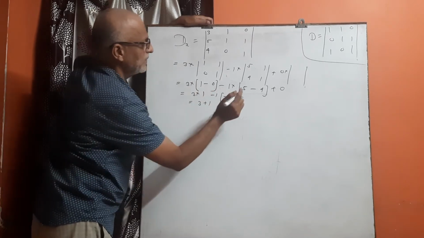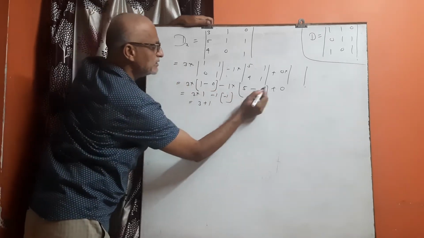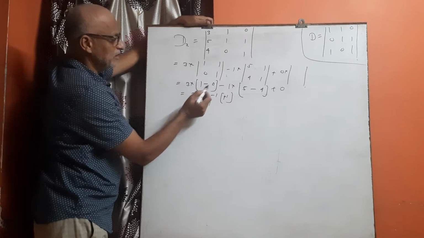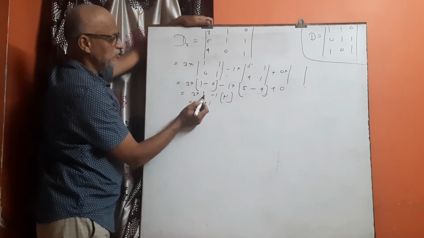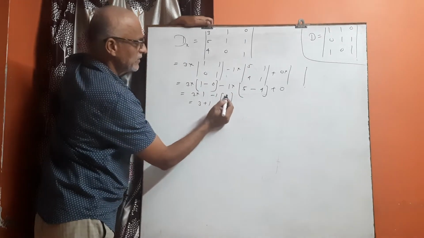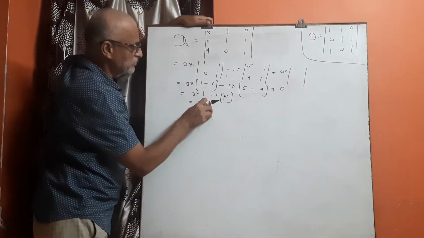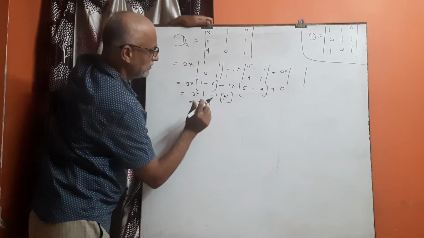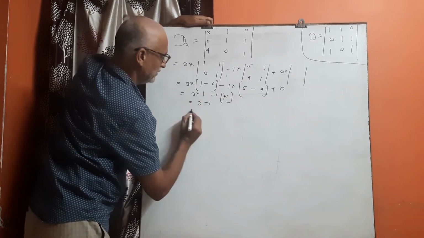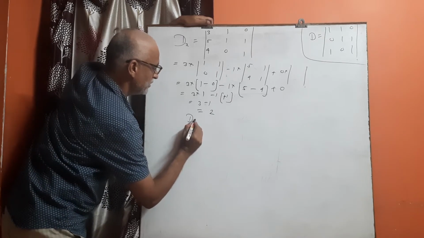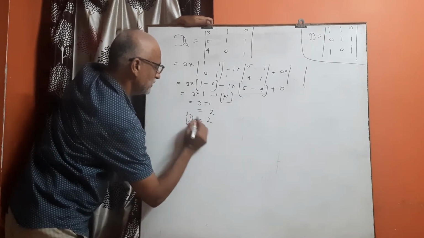Sorry, just one, something is wrong there. 5 minus 4 is plus 1. 3 into 1 minus 0 is 1, that is 3 into 1, 3, minus 1, 5 minus 4 is 1, so minus 1 into plus 1, that is equal to 3 minus 1, and this is equal to 2. So the value of dx is equal to 2.